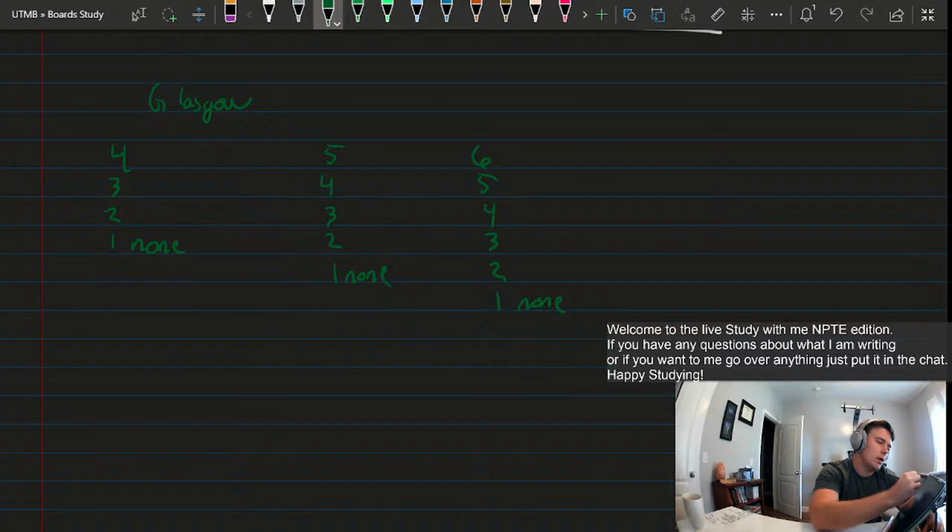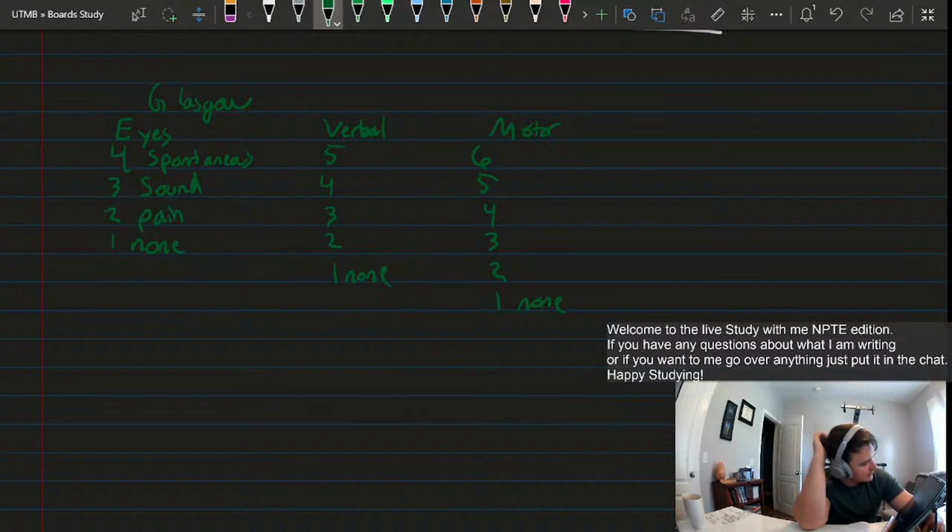So you've got E, V, M. This stands for eyes, verbal, and motor. This means that you would give a patient a 4 if they can open their eyes and move their eyes around spontaneously. If they only open their eyes to sound, you give it a 3. If you pinch them and they open their eyes, then that's a 2. And if they don't open their eyes at all with pain stimulation or with sound, it's going to be a 1.